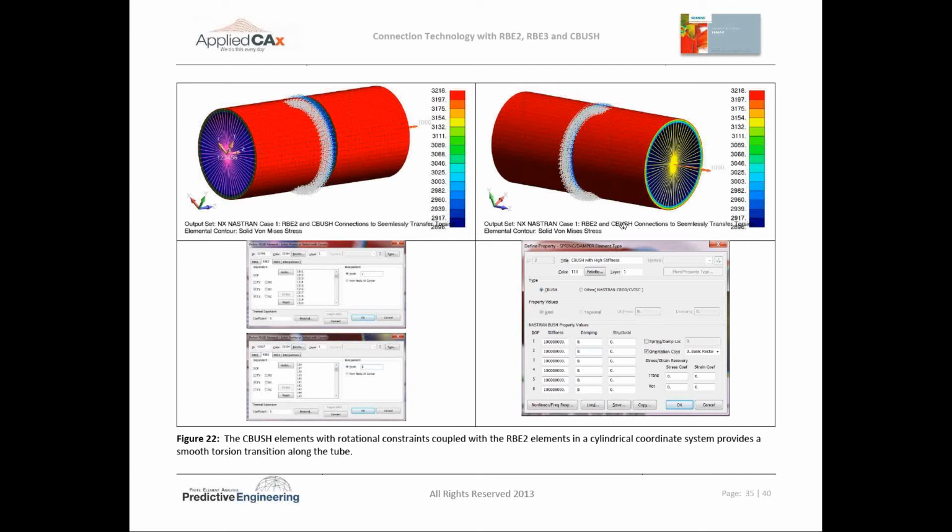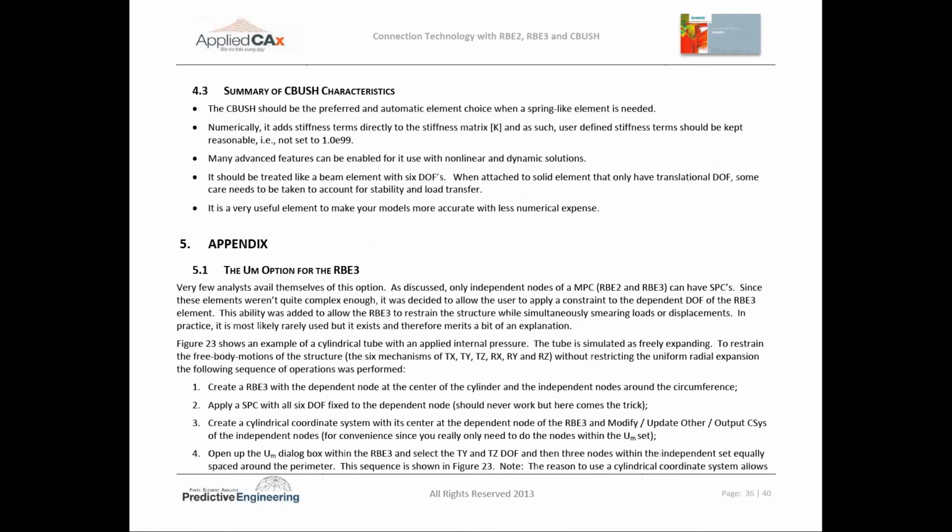So you can do an RBE2 in a cylindrical coordinate system, and it works just perfect. And Adrian showed me that. I was struggling with fooling around with that on that. He said, oh, look at this. So that's in the white paper.